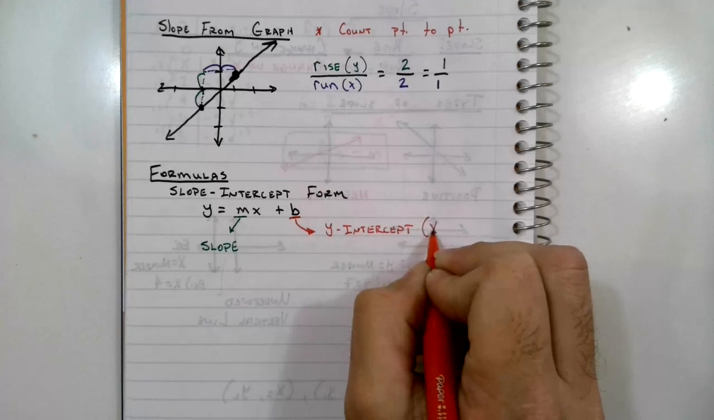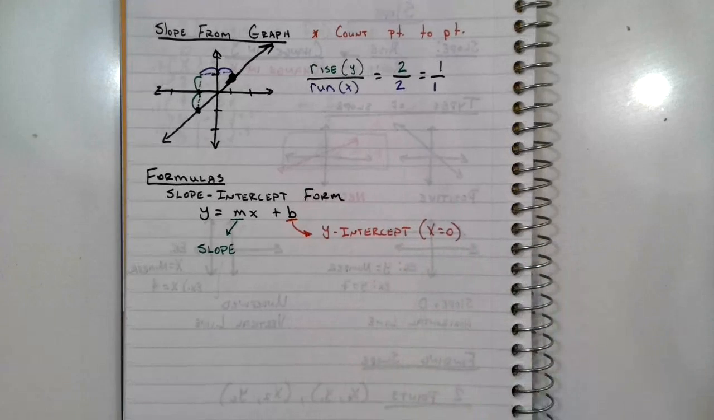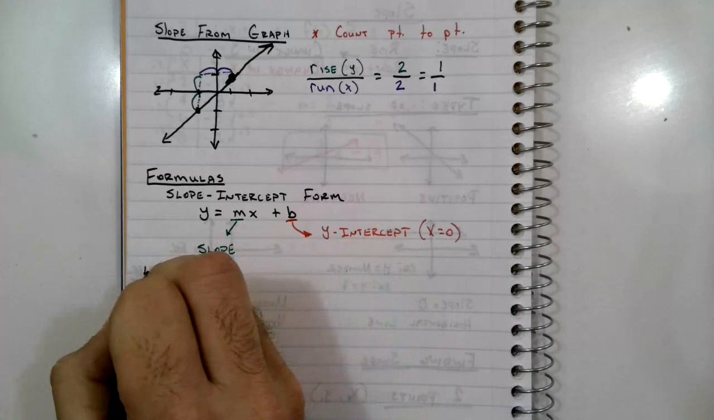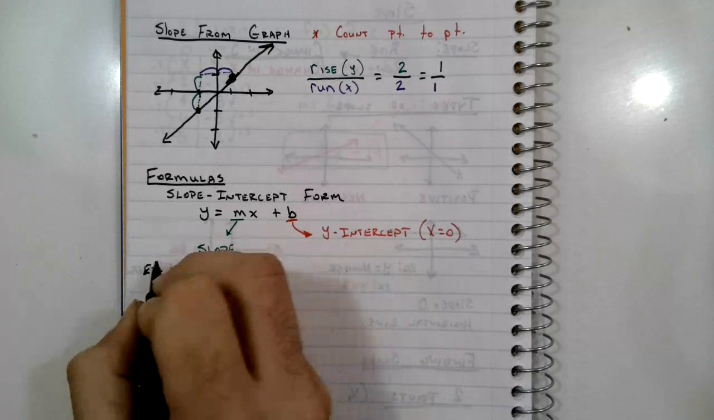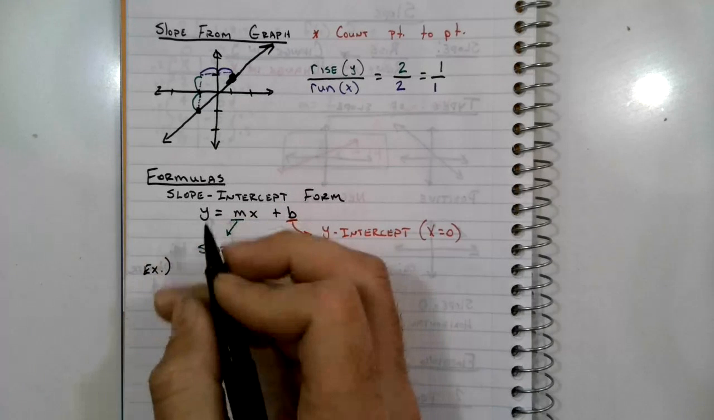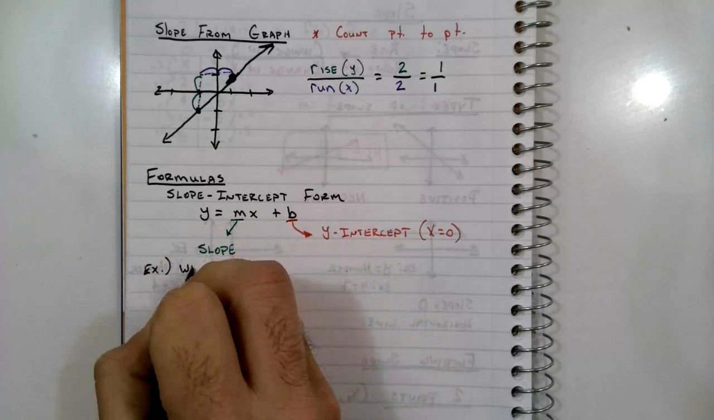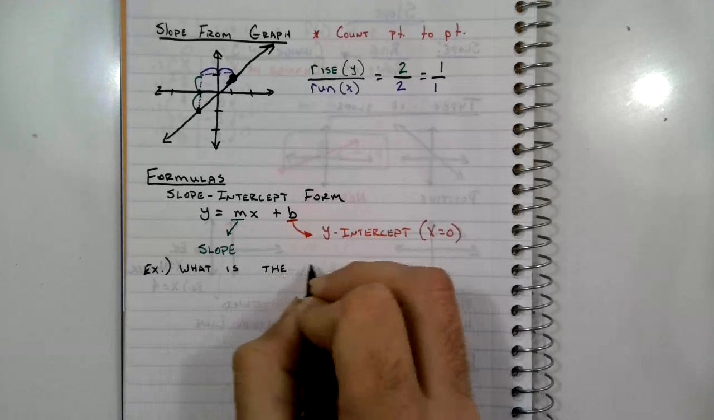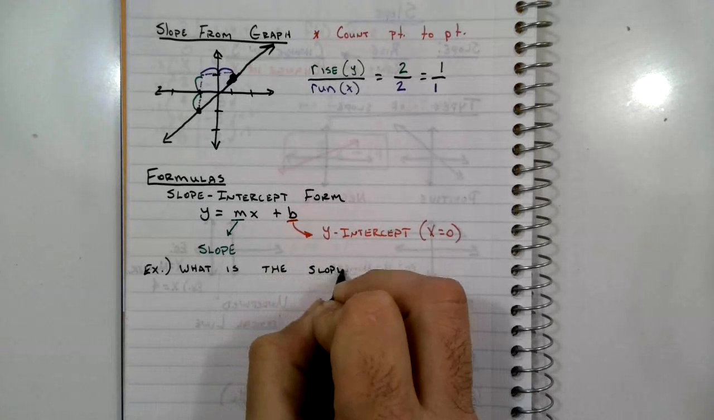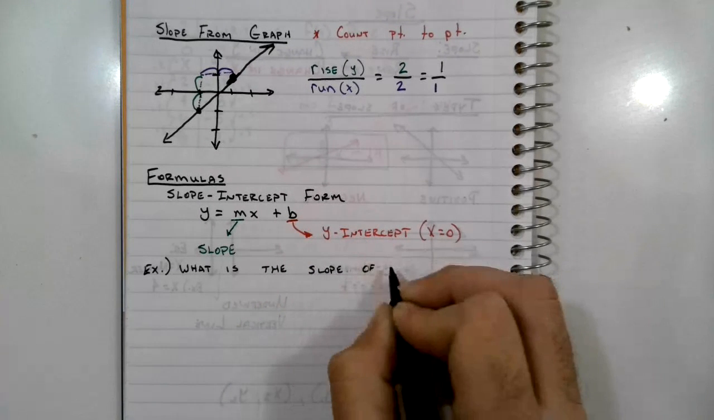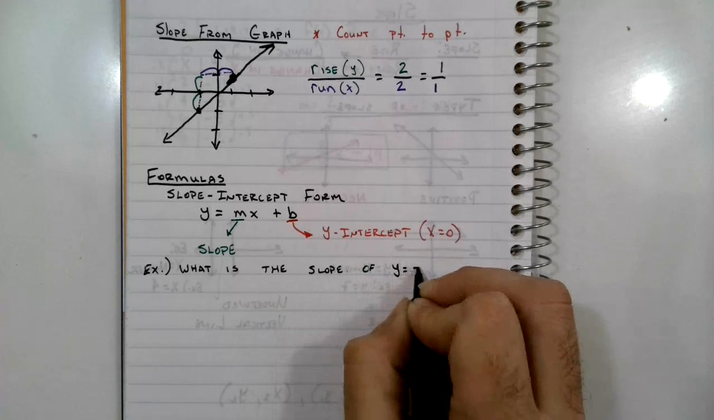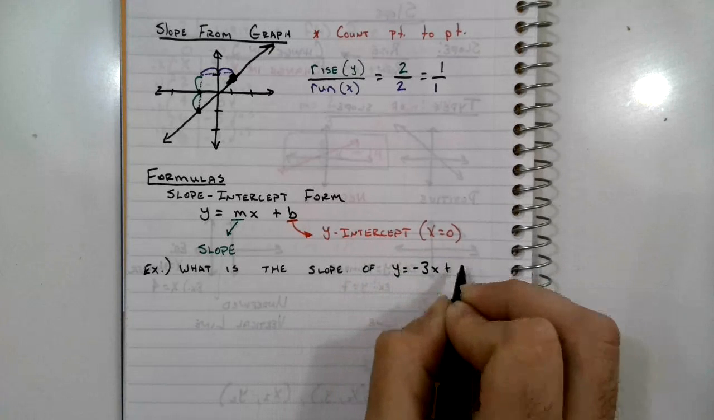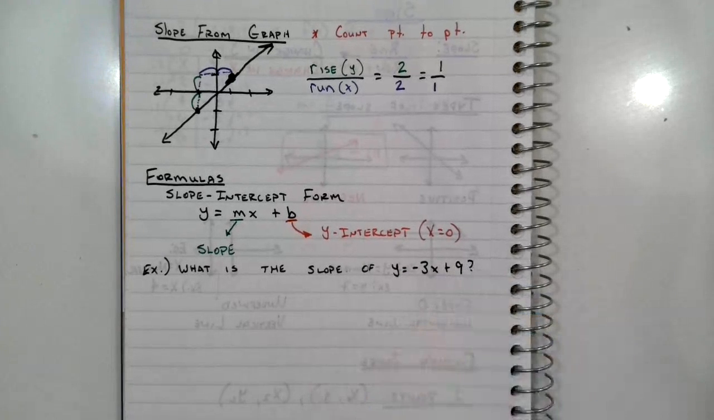Okay, this is when x equals 0. All right. So, for example, if it said, what is the slope of y equals negative 3x plus 9?